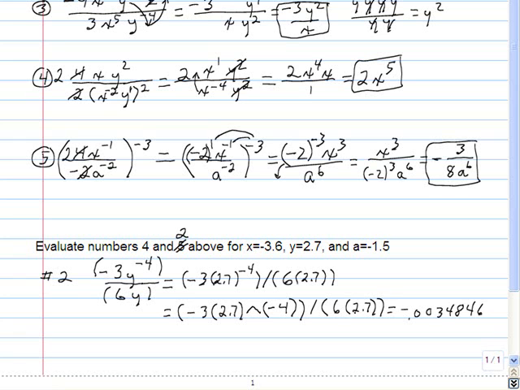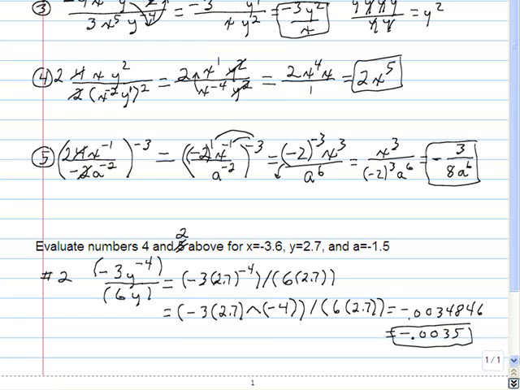If you're doing rounding rules and you consider the 3 and the 6 to be exact, then you would be rounding to 2 digits. If I rounded this to 2 digits, I would get negative 0.0035, because the 8 causes the 4 to be rounded up. Now let me show you another way to do this, which is simpler.